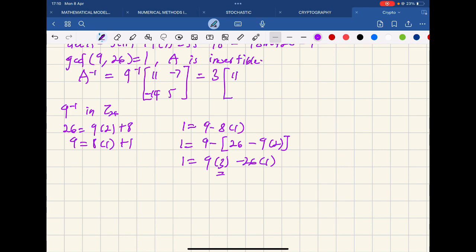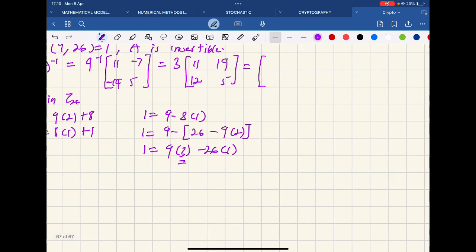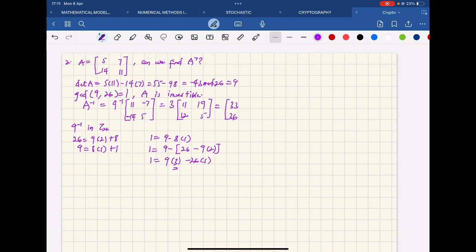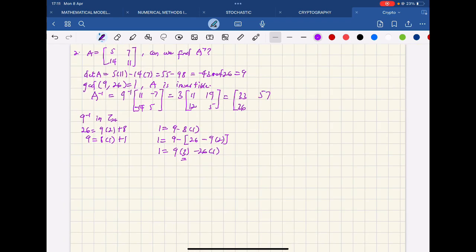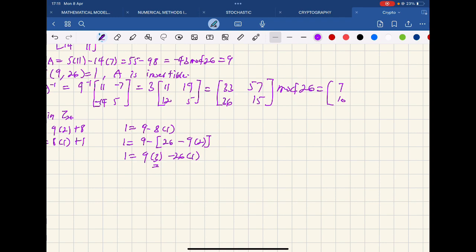We're going to get 11, minus 7 modulo 26 is 19. Minus 14 modulo 26 is 12, and we have 5 over here. So we just multiply it through, and we are going to get 33, 36, 57, and 15. So our result in modulo 26 is going to be 7, 10, 5, and 15. And this is equal to our A inverse.